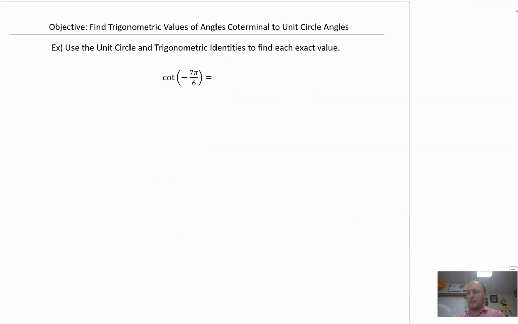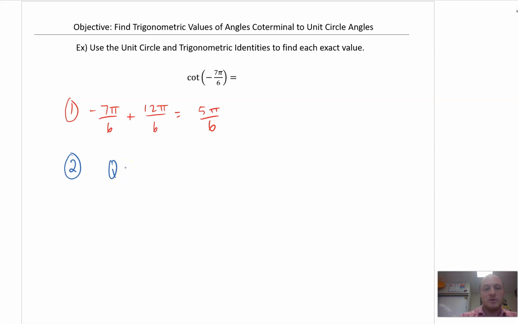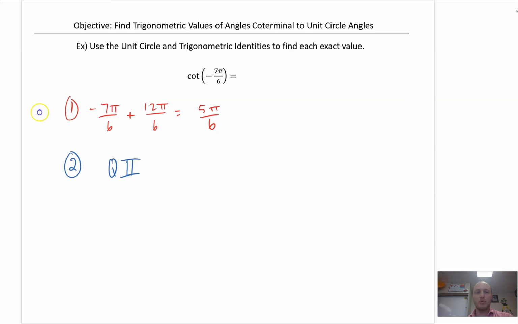All right, next example. Cotangent of 11 pi over 6. Again, step 1, I need to find my coterminal angle, negative 7 pi over 6. So I'm going to add 2 pi, 12 pi over 6. This is 5 pi over 6. Now I need to determine where that terminates. Hopefully you know that it's almost 6 pi over 6. That's pi over 6 backwards from pi. So this is quadrant 2.